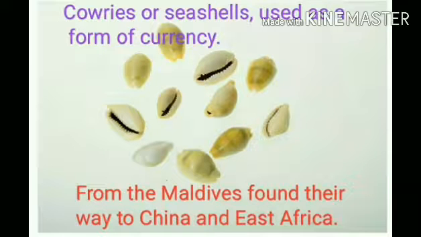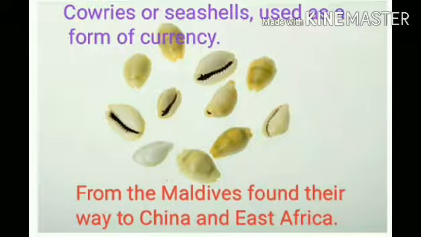Dear students, do you know what this is? Let me explain. From the ancient past, cowries or seashells, used as a form of currency from the Maldives, found their way to China and East Africa. That means there was a trade relationship between the countries. So it really helps the interconnectedness of the countries, which helps globalization.